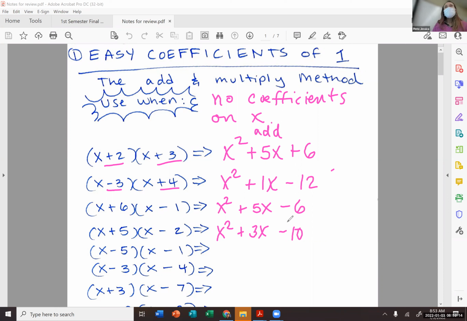Now on this next one, I have 2 negatives. That's awesome. So I have the -5 and the -1. I get x squared as the first part. And then I add those together. They have a same sign, which means we add and keep the sign the same. 5 and 1 make 6. So this is -6x. And then just remember, our -5 times -1 is positive 5.